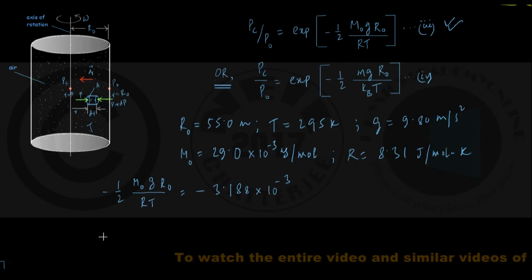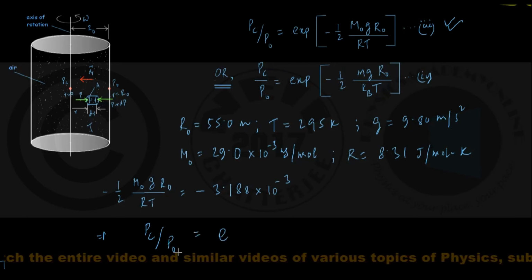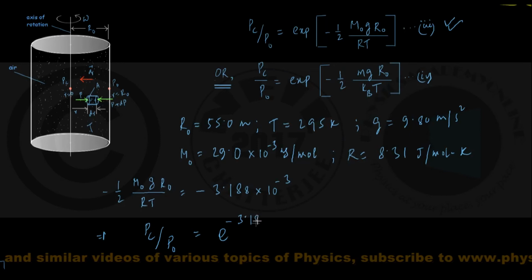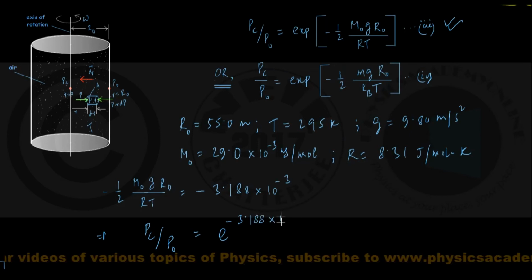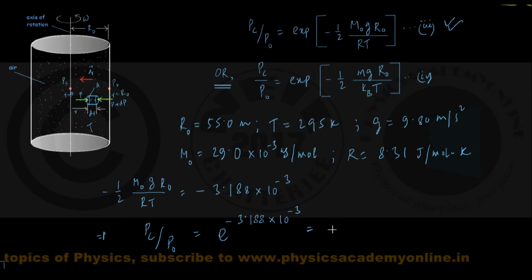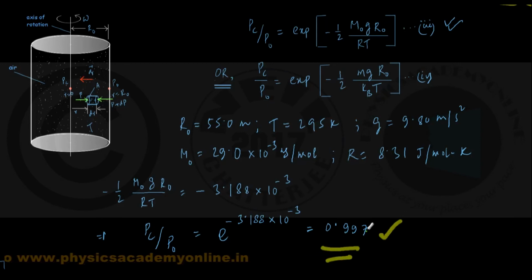Therefore, we get finally that the ratio Pc upon P0, that is e to the power minus 3.188 into 10 to the power minus 3, which I am getting to be 0.997 in 3 significant figures, and that is the numerical answer of the problem. So you can see here there is a very small variation in pressure as you go from the axis to the rim of this cylindrical space station, and that's the end of this problem.